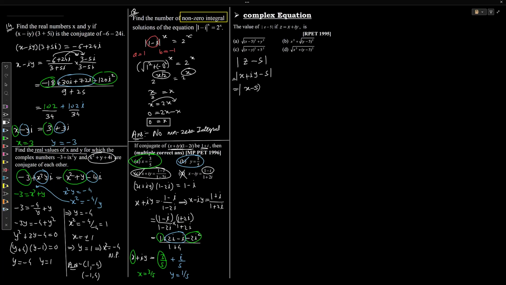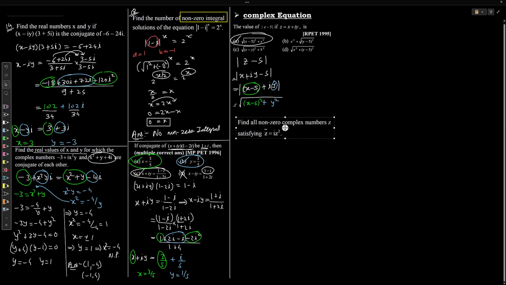See, x minus 5. And what about the imaginary part? y. Very good. So under root of real part square plus imaginary part square is your answer, which is given in option A. Ta-da! So when modulus is asked, collect the real parts, collect the imaginary parts, then apply the formula. Done? Okay. Easiest question. Now, the actual question. Actual questions might be easy questions.